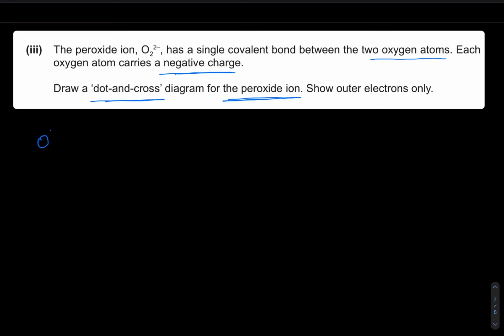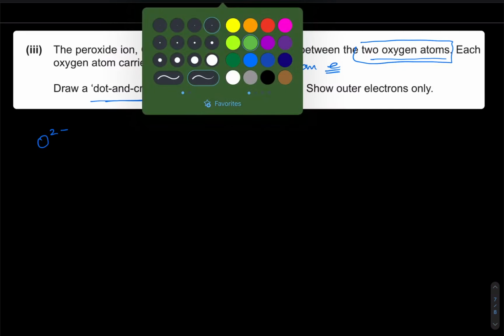Right, so in case of the peroxide ion, which is O2 minus, the question told us that it has a single covalent bond between the two oxygen atoms, and each oxygen atom carries a negative charge. Means both the oxygen atoms have gained an electron. All right, so first we count the total number of valence electrons.